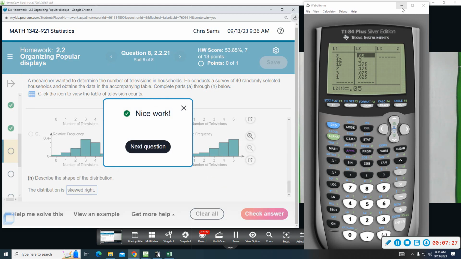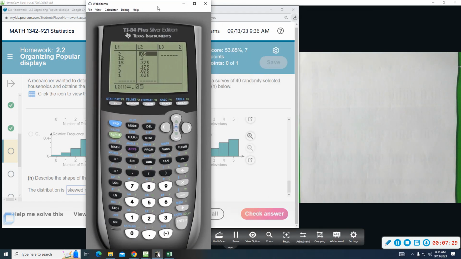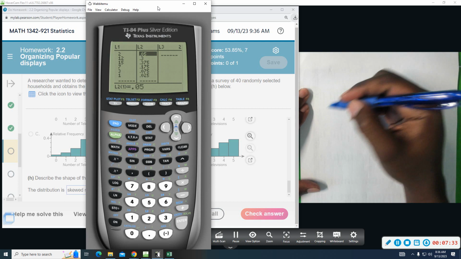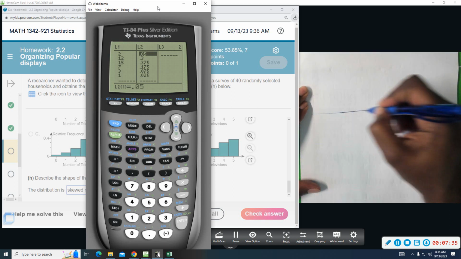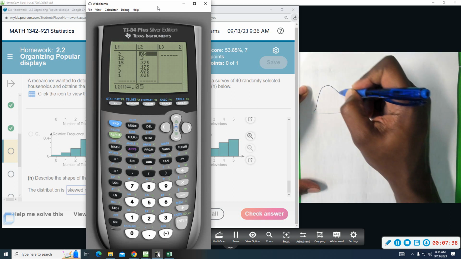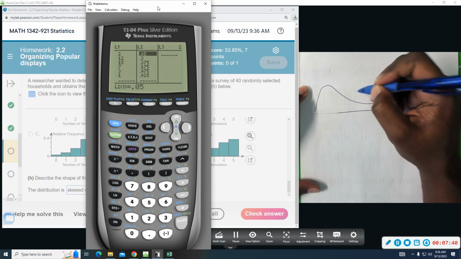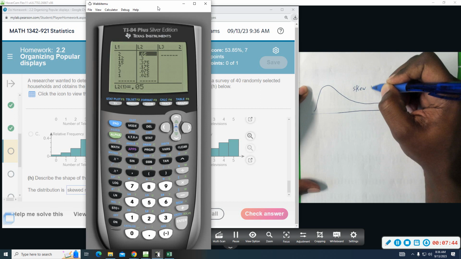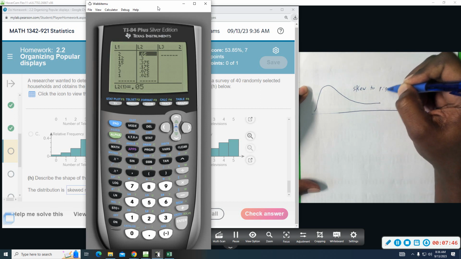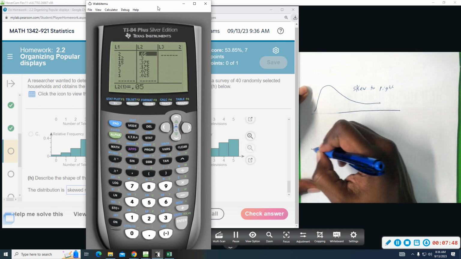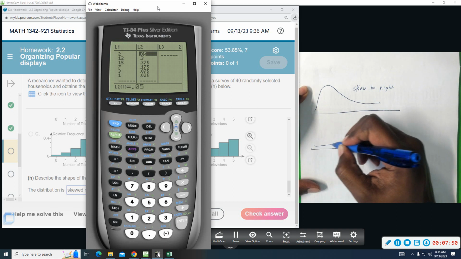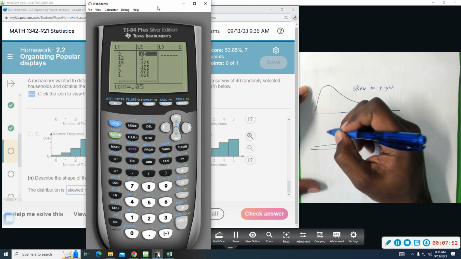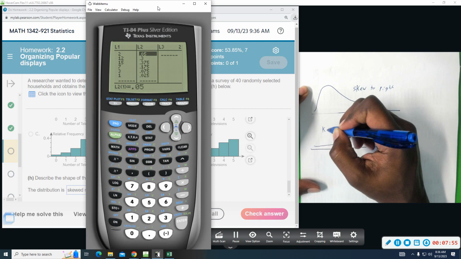Okay, so while we're here, before I stop this one, these are the rough shapes. So this is a skew to the right, the tail is on the right. All right, then you have one that is skewed to the left. It's pretty much the opposite. The tail is on the left side.